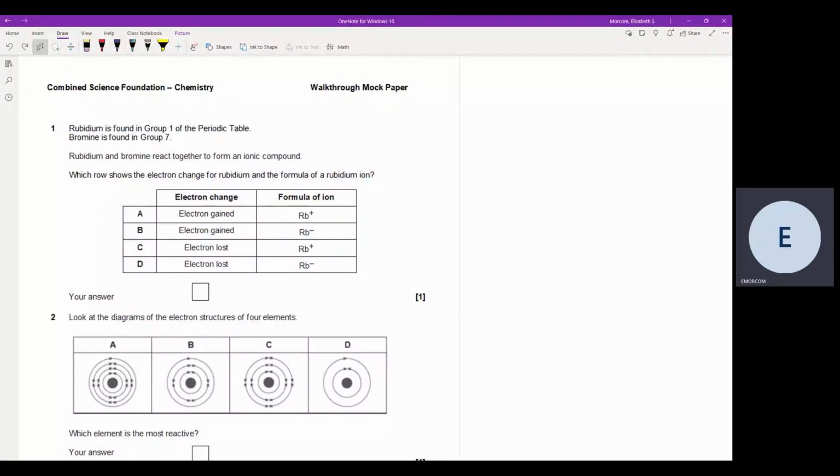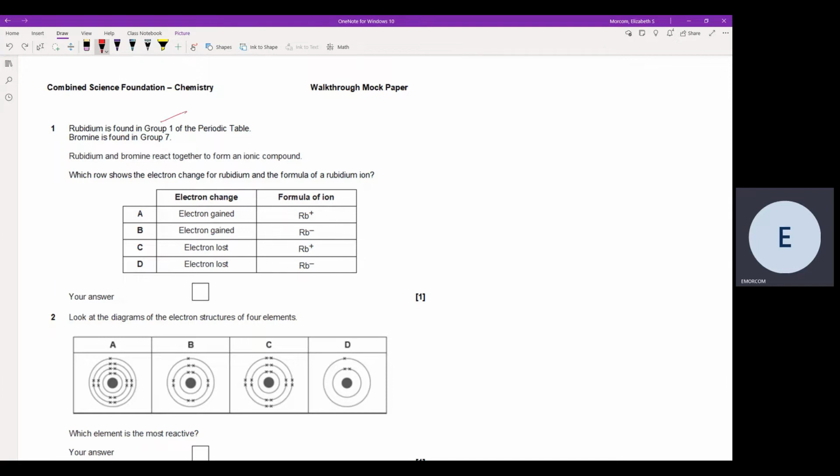All right, so we're going to start by looking at the questions that overlap with both of the papers, both of the tiers. So let's have a look at question 1. It says rubidium is found in group 1 of the periodic table, bromine is found in group 7. Rubidium and bromine react together to form an ionic compound. This would be rubidium bromide. Which row shows the correct electron change for rubidium and the formula of a rubidium ion?